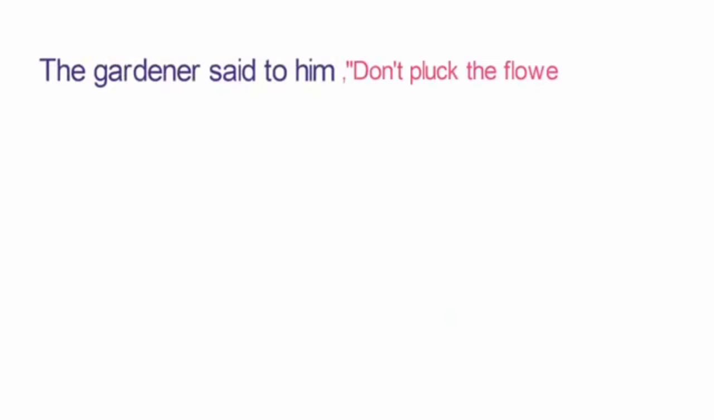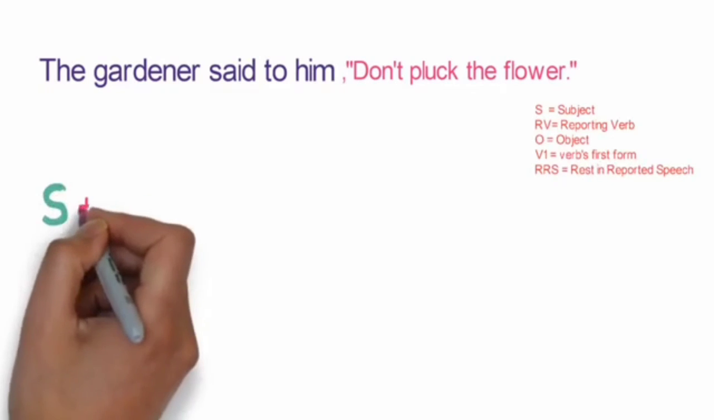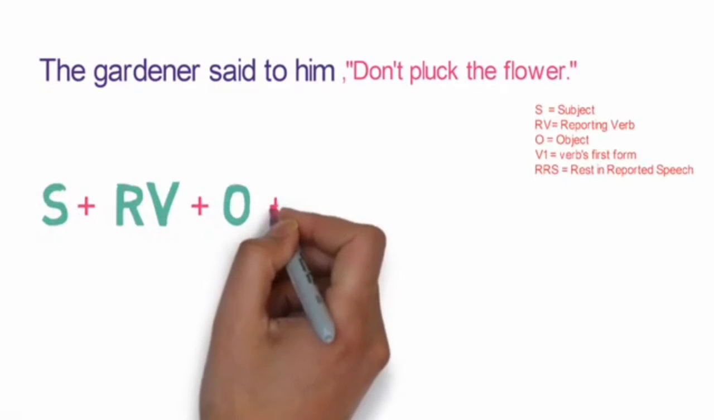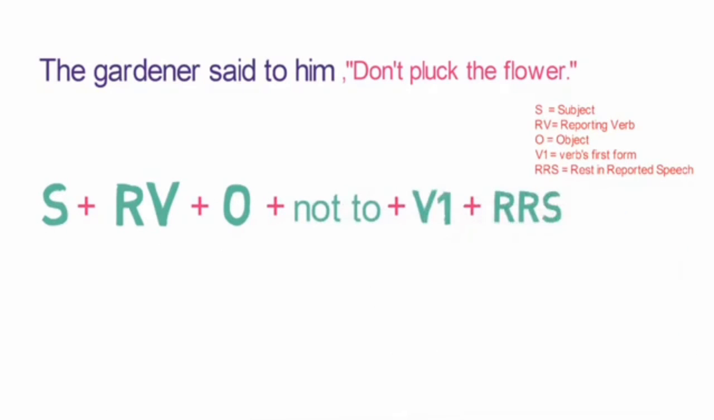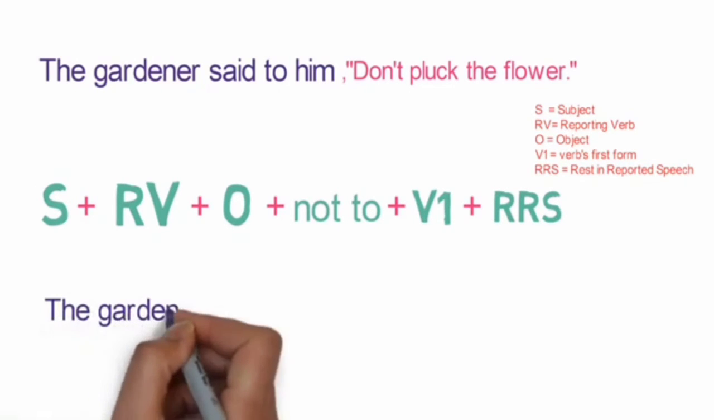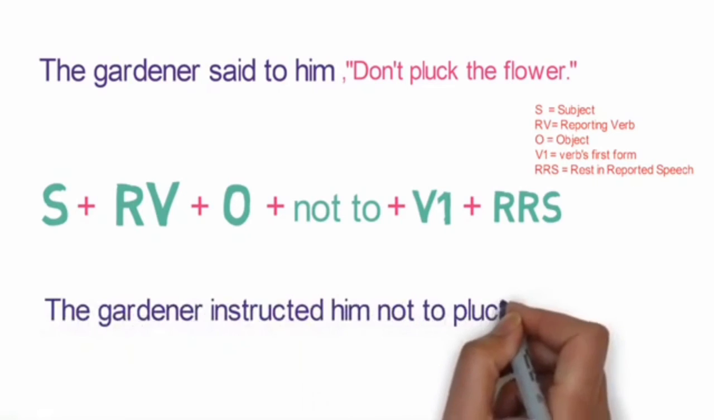Let's look into the next example. The gardener said to him, don't pluck the flower. Here, the reported speech is in negative form. So, the structure will be like this. Subject plus reporting verb plus object plus not to plus verb's first form plus remaining part of the reported speech. Following the structure, the result would be, the gardener instructed him not to pluck the flower.